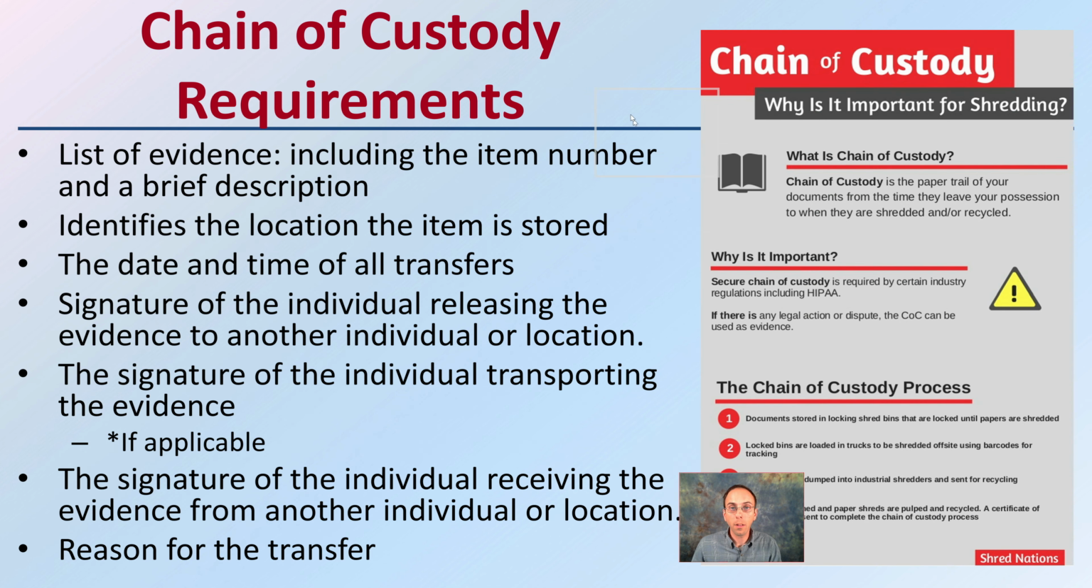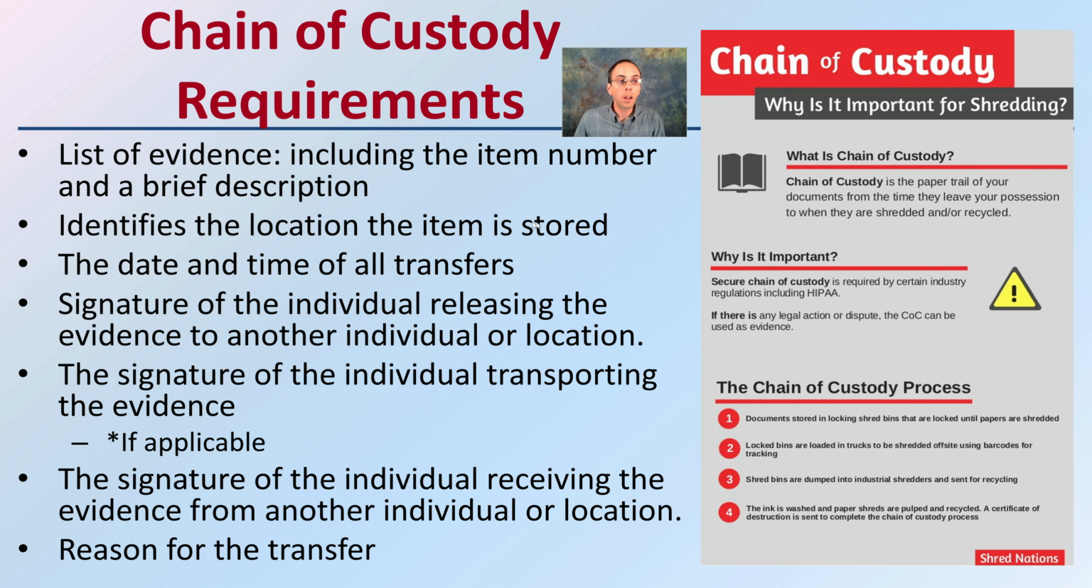Now, the requirements of the chain of custody here, we want to have the list of evidence, including the item number and a brief description. This identifies the location the item was stored, the date and time of all transfers that may have occurred, the signature from the individual releasing the evidence to another individual or location, the signature of the individual transporting the evidence if it applies, and the signature of the individual receiving the evidence from the other individual or location, and the reason for that transfer. So as you can see, there's a lot of requirements associated here with the chain of custody, but it is a very important process here.